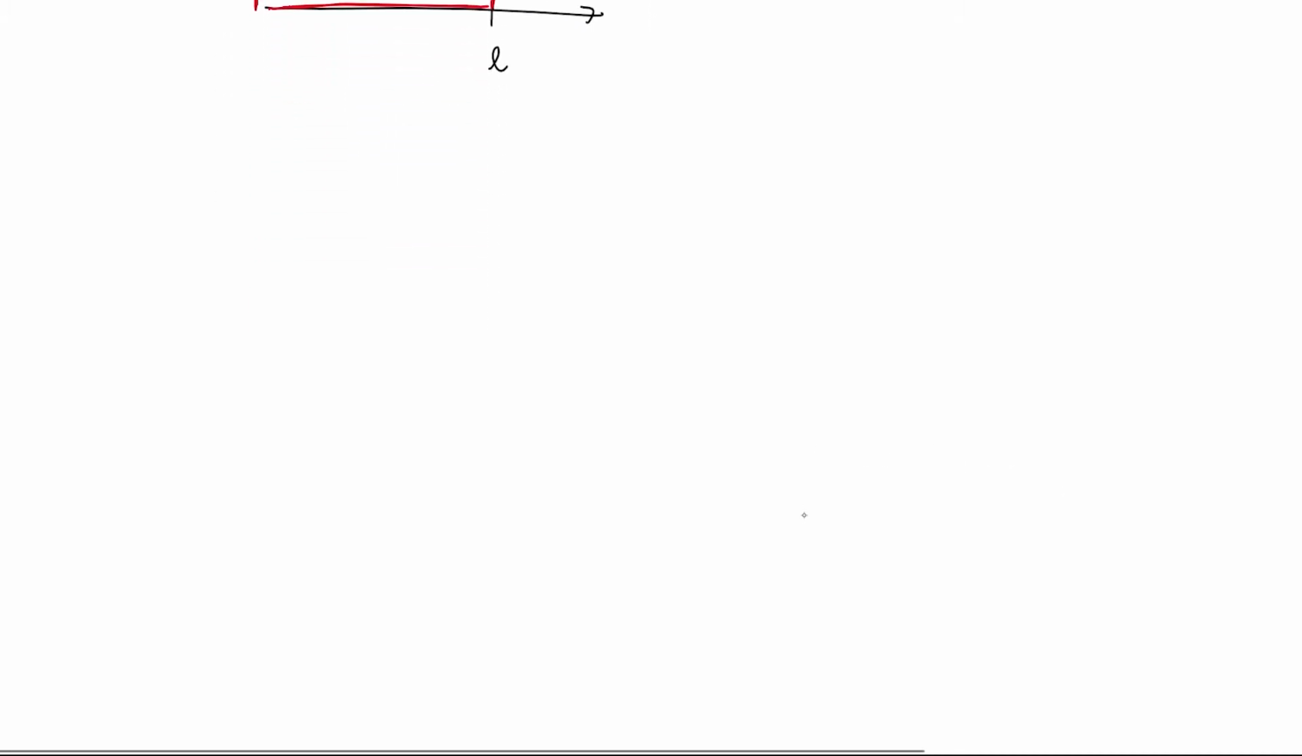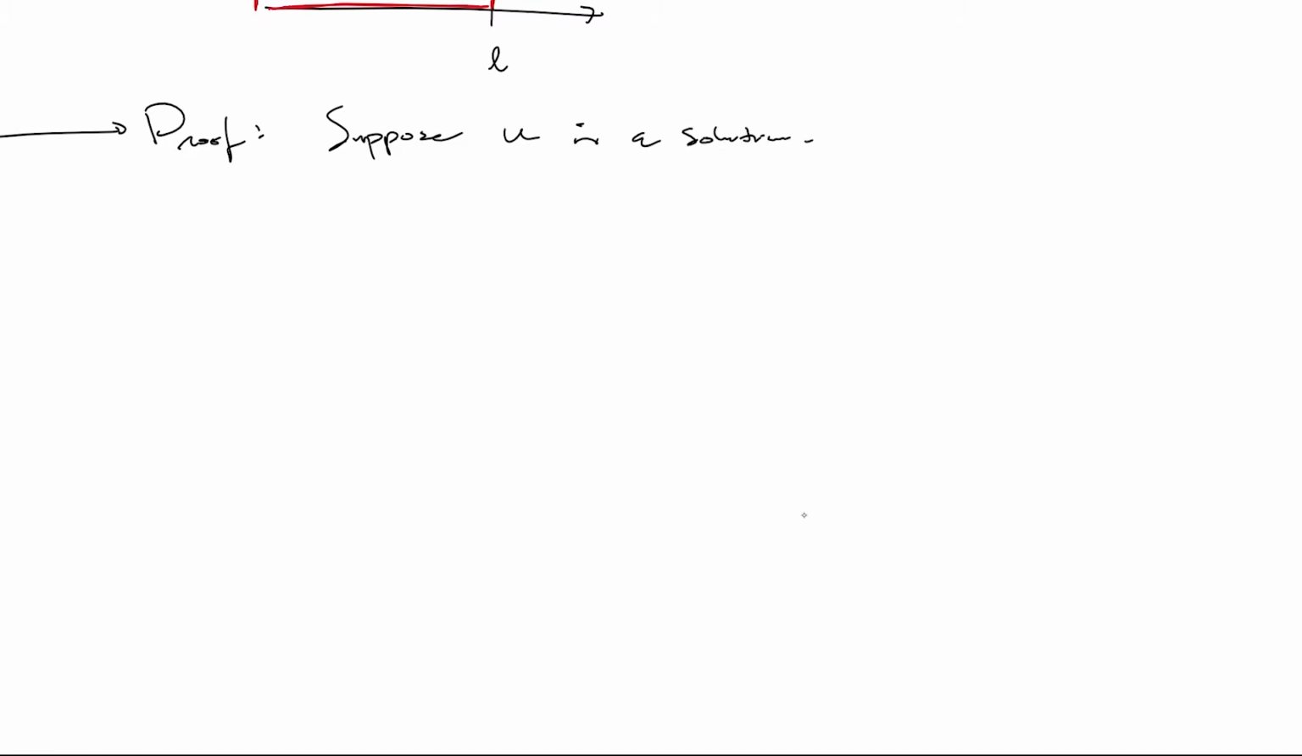So how do we prove this? The proof relies on a very common technique in partial differential equations and in a lot of math outside of PDEs. The idea is that we're going to perturb the solution. So what does that mean? Well, we're going to suppose u is a solution, right? That means that u satisfies u_t minus k u_xx equals 0.